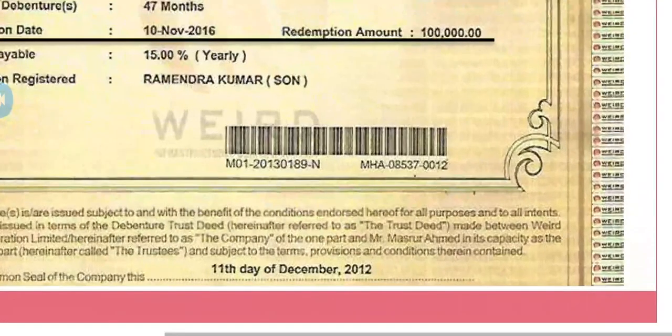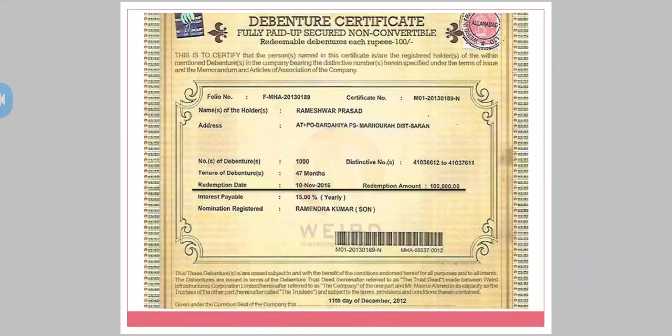See here below, it's written that on the 11th day of December 2012 the company issued the debentures, and the company is going to redeem them on 10th of November 2016. So yes, all these dates are mentioned on the debenture certificate.